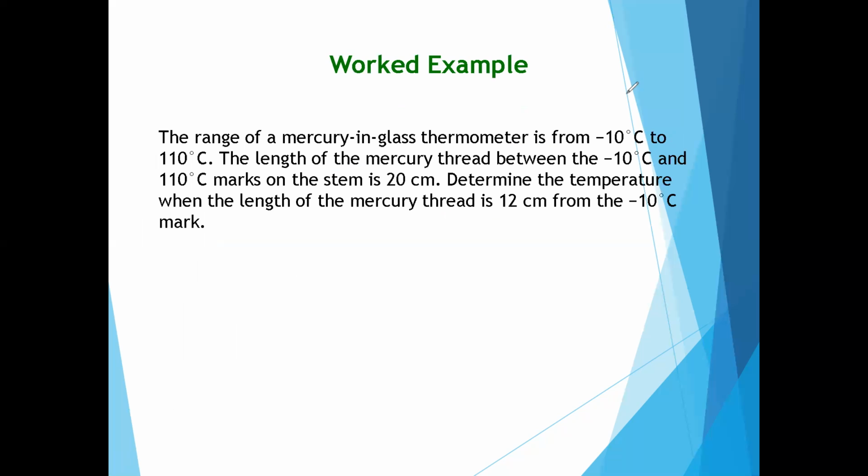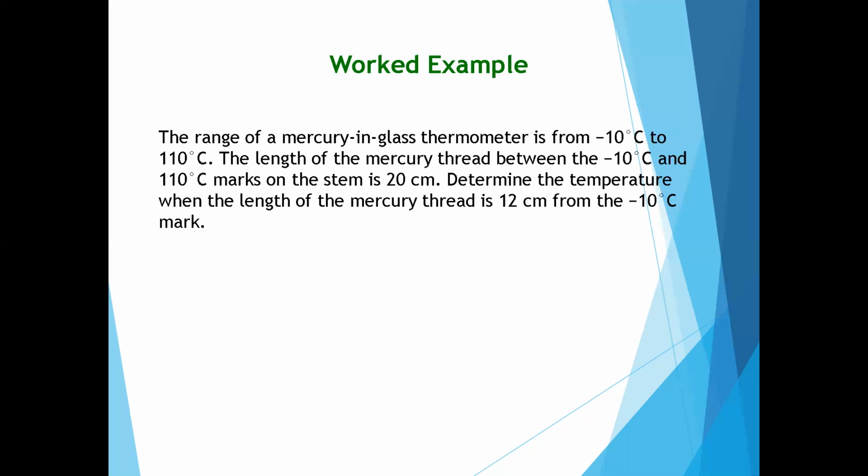Then we have another question over here. They're saying that you need to determine the temperature when the length of the mercury thread is 12 centimeters from the negative 10 degrees Celsius mark. This is very important to visualize. So you have a thermometer that has a range from negative 10 degrees Celsius till 110 degrees Celsius. It can measure negative 10 degrees Celsius and it can measure up to 110 degrees Celsius. So that means it has a range of 120 degrees Celsius.